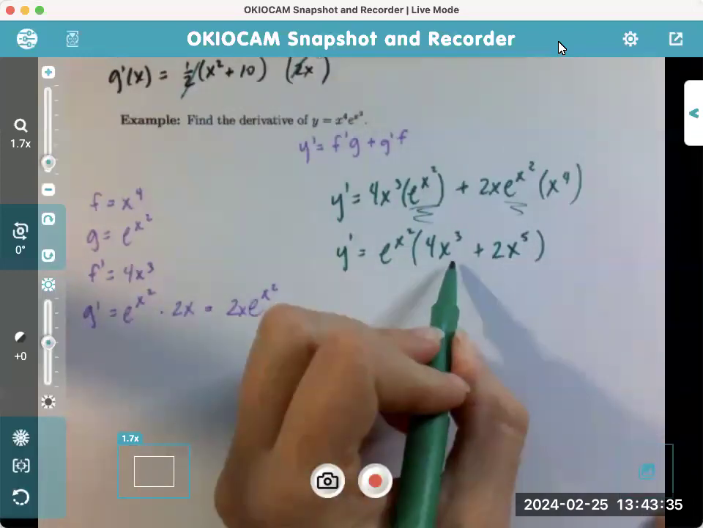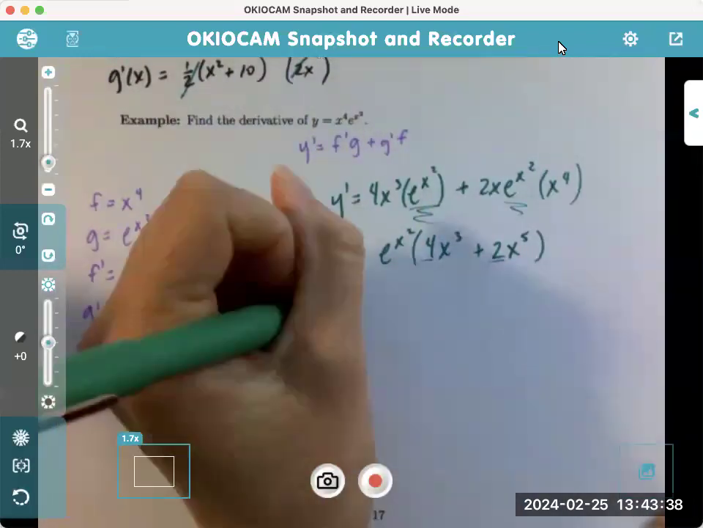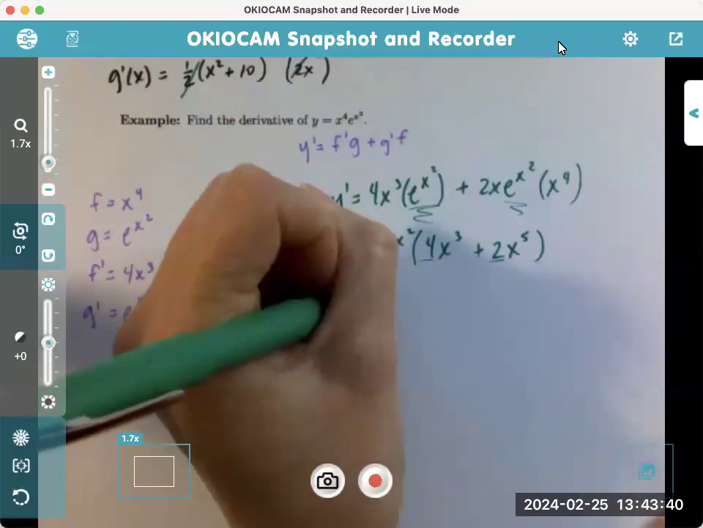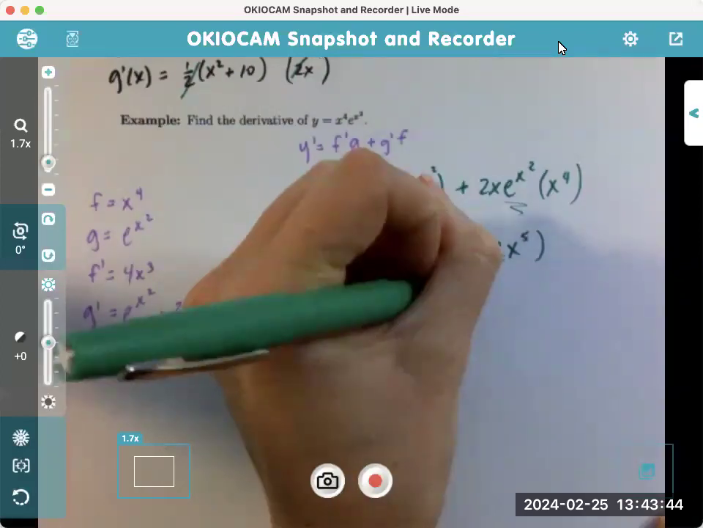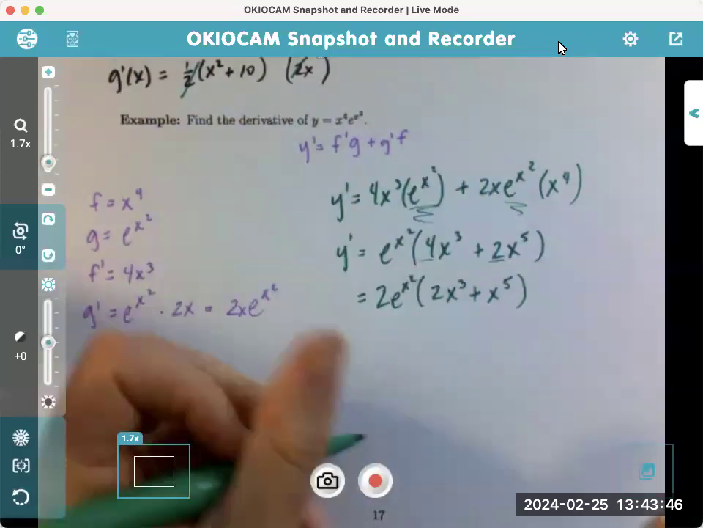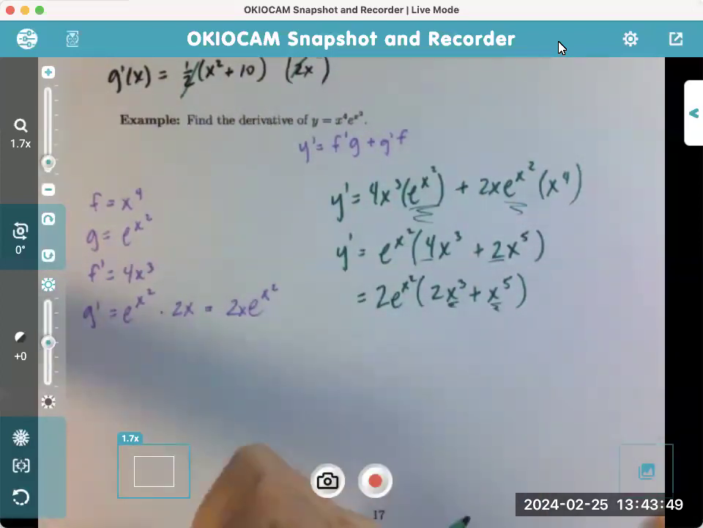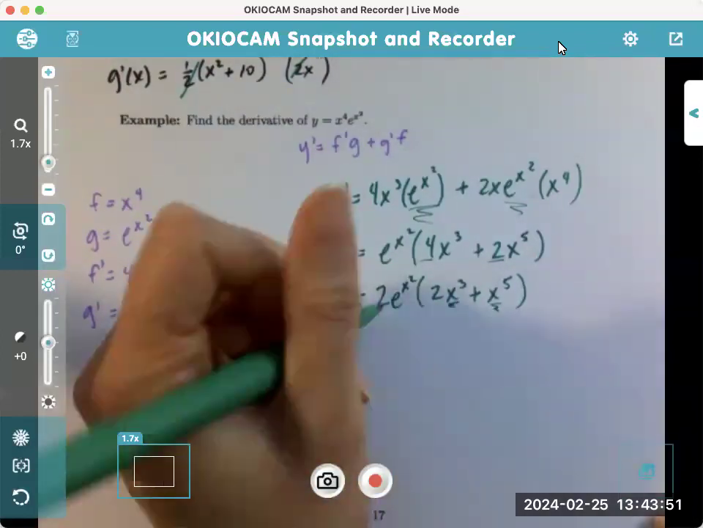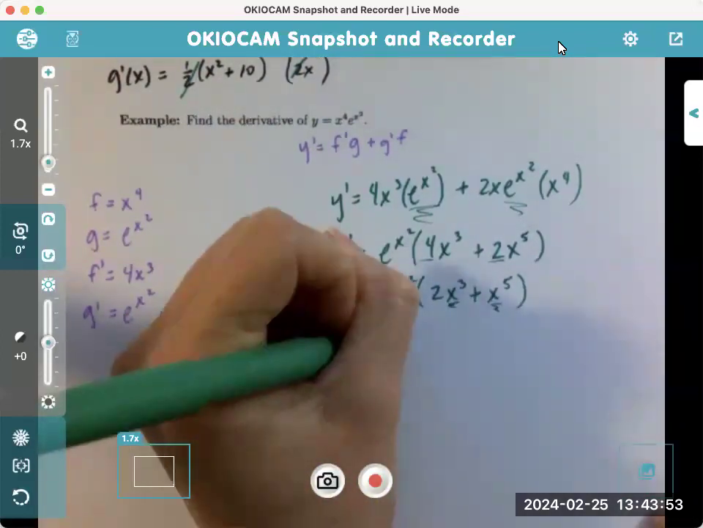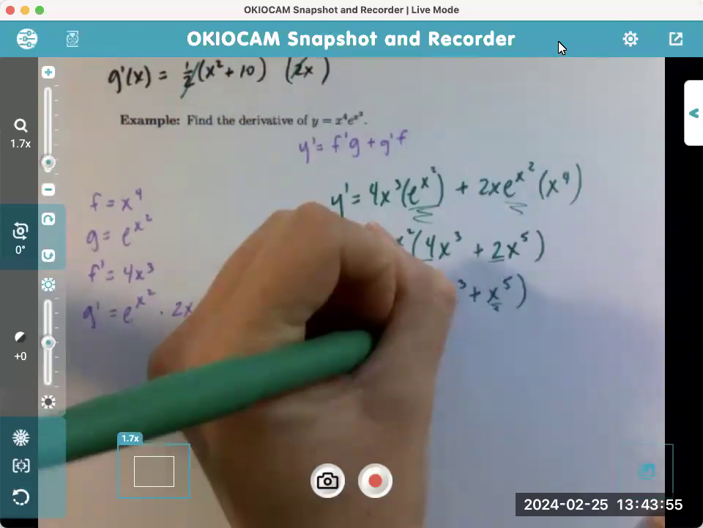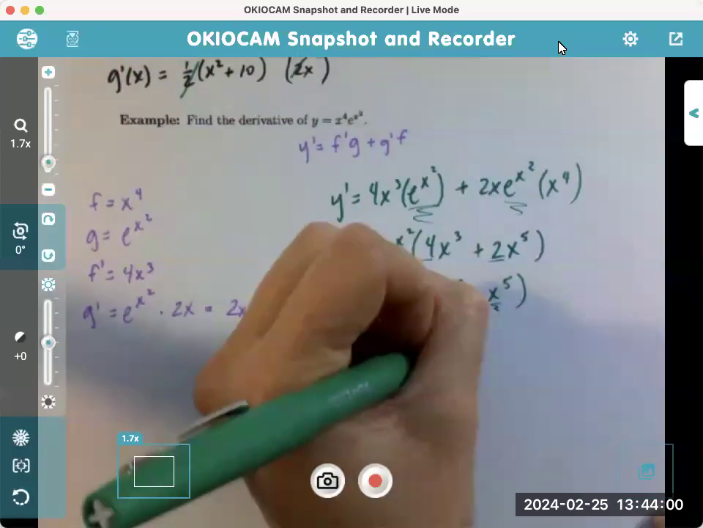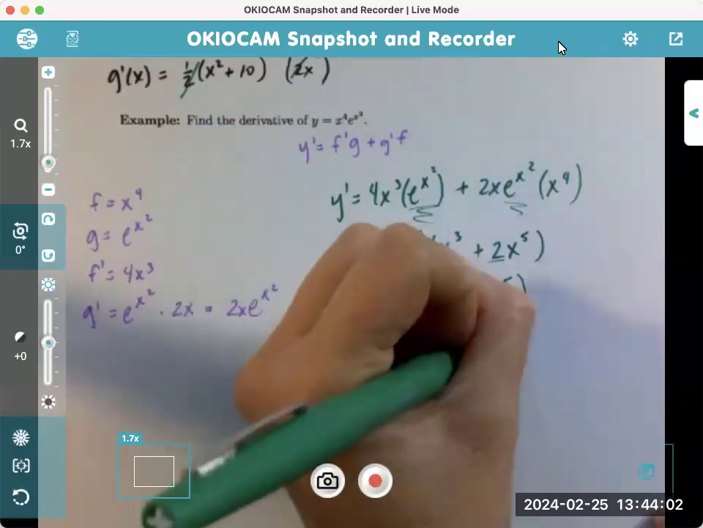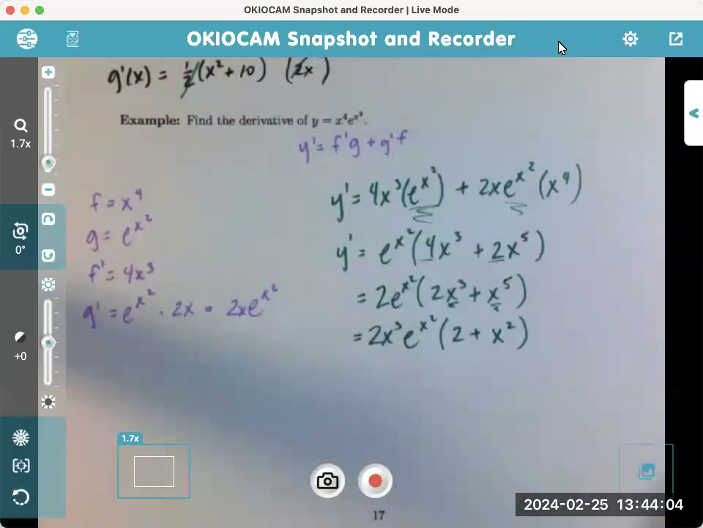And then, okay, so they both have a 2 in common, so we can pull out a 2 e to the x squared. So that's 2x cubed plus x to the fifth. Now look, they both have an x cubed in common, so I'm going to pull that out too. So 2x cubed times e to the x squared. This 2 stays here, and there are still 2 x's left over. There we go. Ooh, it's so pretty.